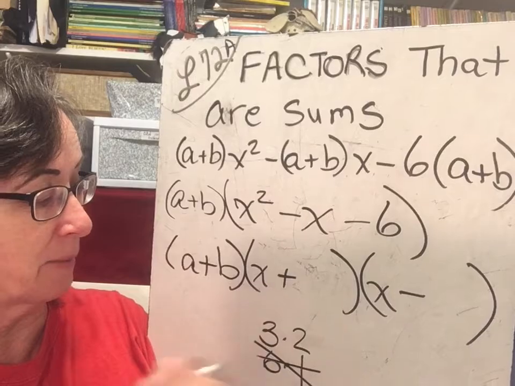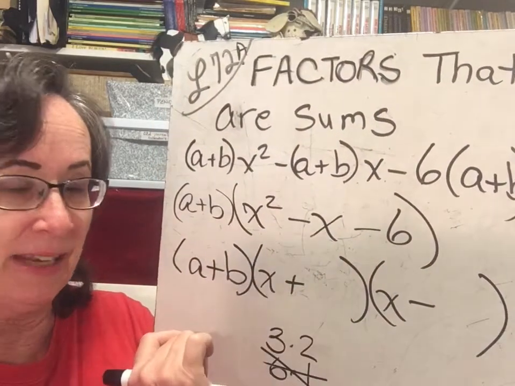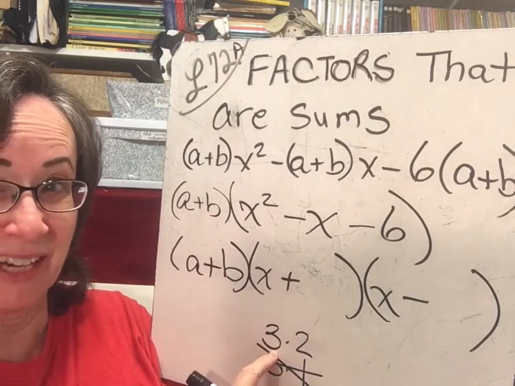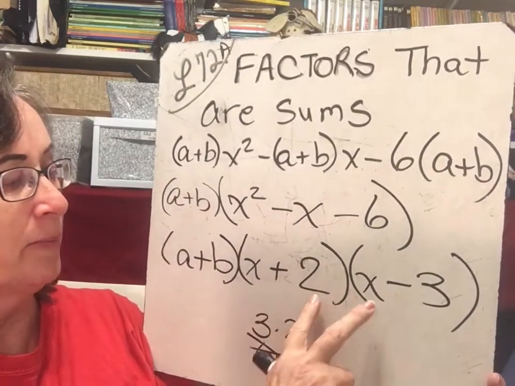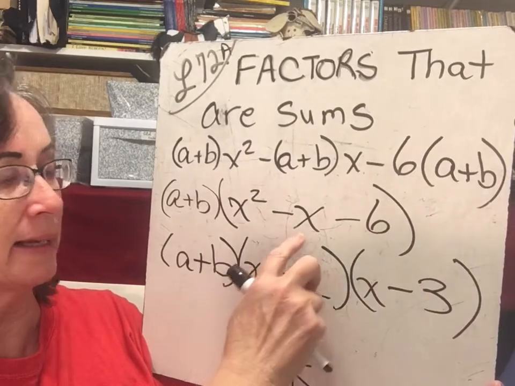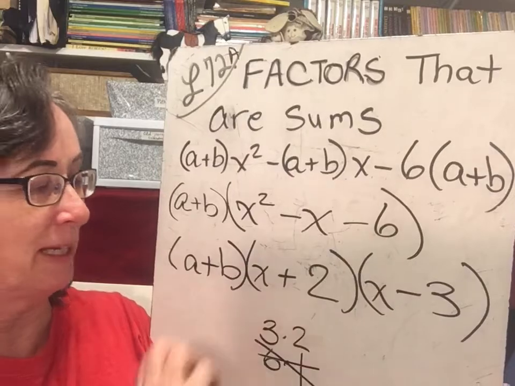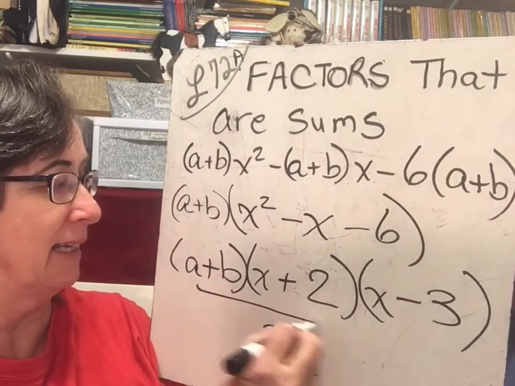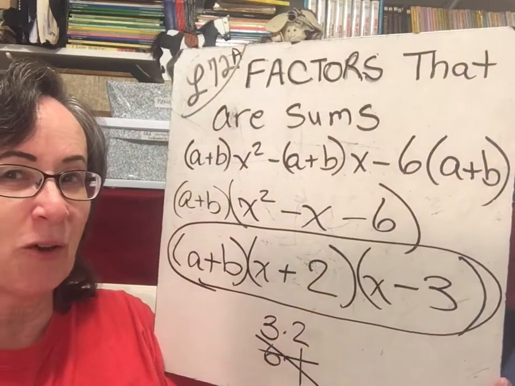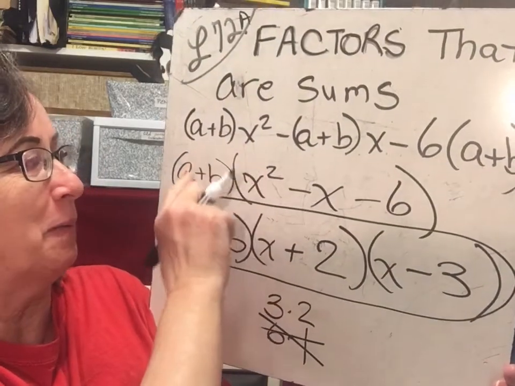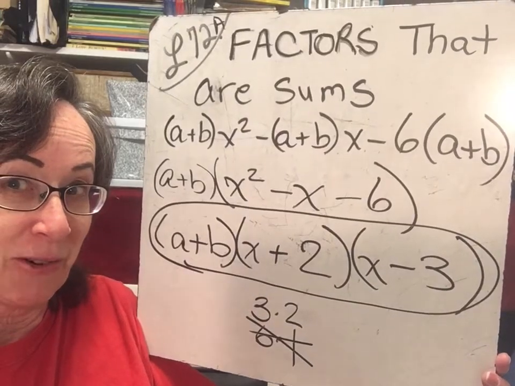We'll cross this one out. 3 and 2, but I want the middle term to be negative. So I'm going to make the 3 the negative. So negative 3, positive 2. 2x minus 3x gives me that negative x in the middle, and they multiply to give me negative 6, and we are done. Here is our answer. So really, once we took the a plus b out, everything else was something we had already seen before.